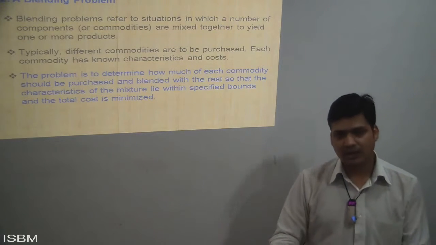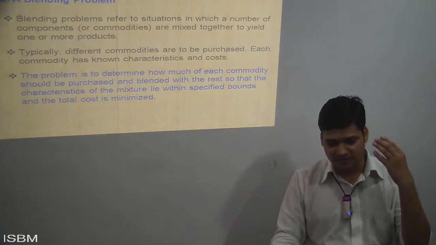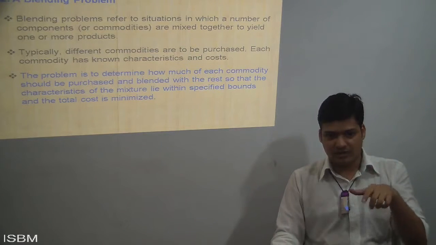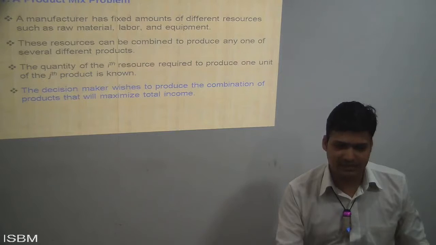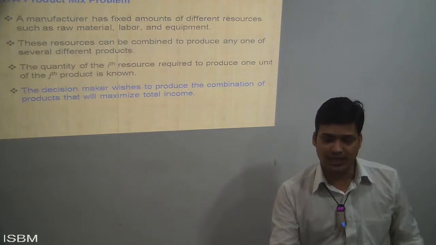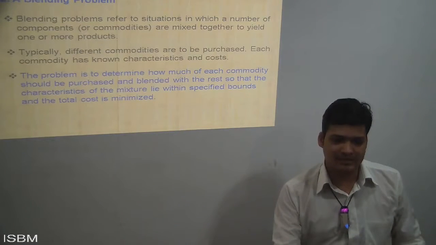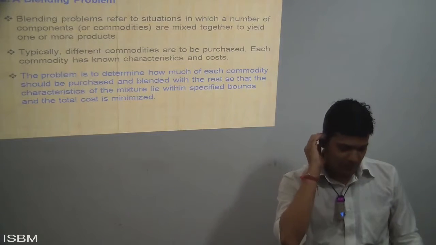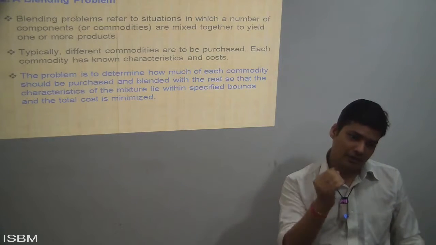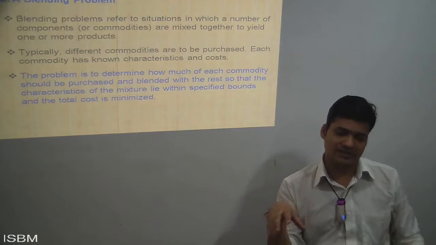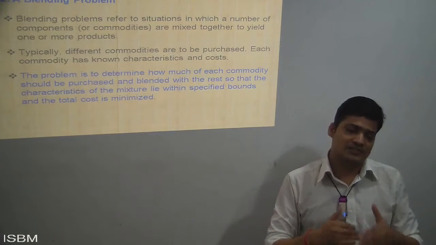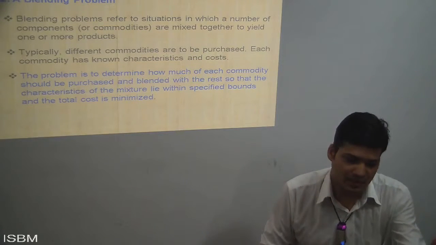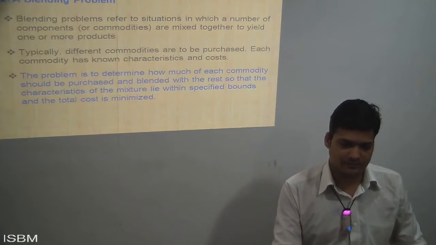Here, the person wants to minimize the cost; in the previous problem they wanted to maximize the total income. Here they want to minimize the cost. If I am going to purchase raw material, with the help of this we can minimize our cost while purchasing the raw material. That's the example they have written over here.